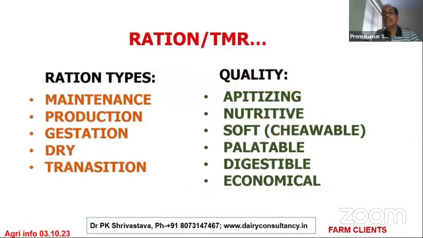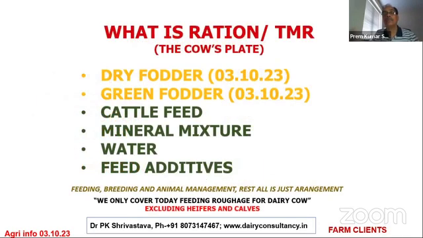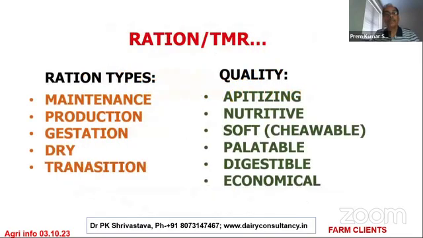Yeah, the ration and TMR. TMR is a total mixed ration. So when you mix all the 5-6 things that we have talked about: dry fodder, green fodder, cattle feed, mineral mixture, water, and also the feed additive, then that becomes the TMR. And in the Western countries, where the larger farms are there, and where the pastures are large, where the animals are high yielders, they generally believe in the TMR, right?